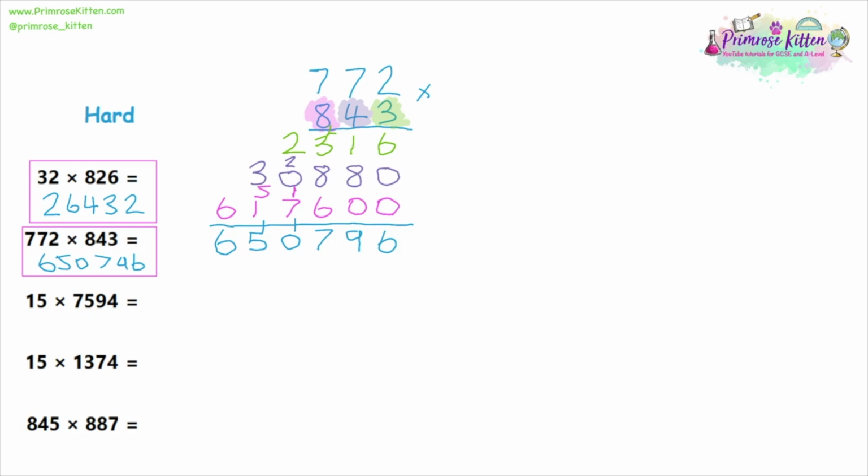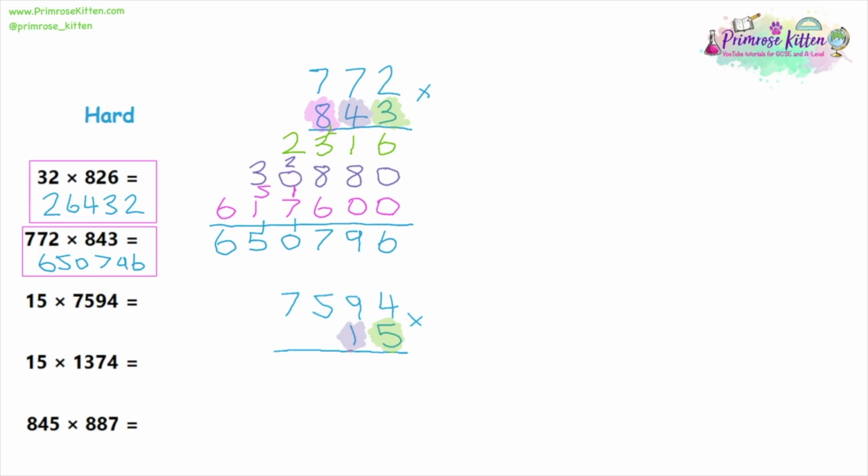Moving on to question 3, I'm going to write the largest number on top, so 7,594, and I'm multiplying by 15. I've been careful to line up the units, the 4 and the 5, and I've lined up the 10s, the 9 and the 1. I do this in 2 sections, so I'll multiply by the 5 units first, and then I'll multiply by the 10 second.